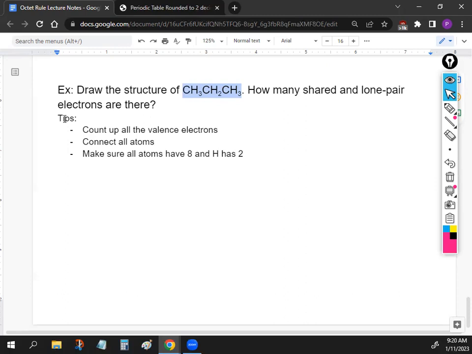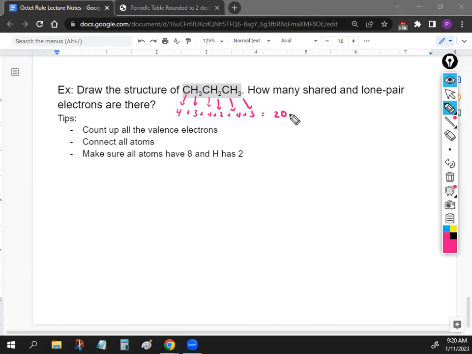Okay, so let's start by just counting all the valence electrons. Let's do this first step. So carbon we know is 4. Each hydrogen is 1, so there's going to be 3 here, 4 here, 2 here, 4, and then 3. So if we add them all up, we will get, I think, 20. Okay, 20 valence electrons, right? 7, 14, and then 6. So this structure is going to have 20 valence electrons.